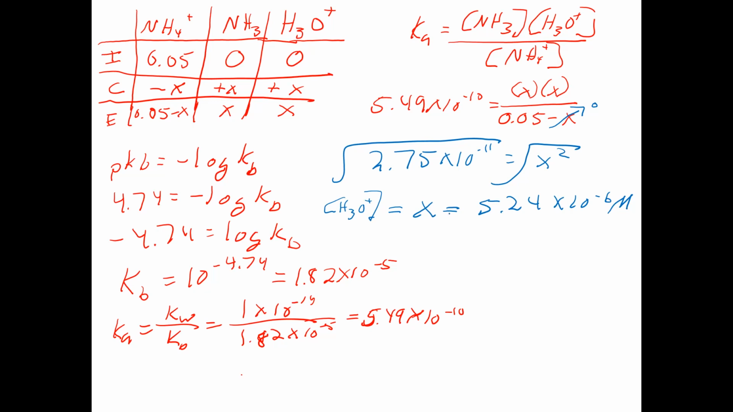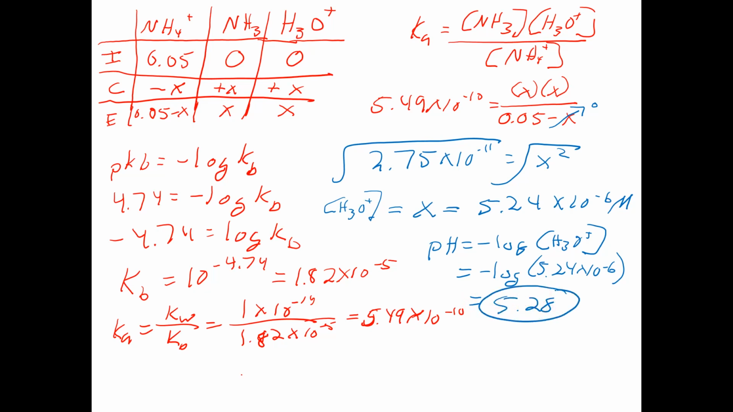So now that we have the concentration of H3O+, pH is equal to the negative log of H3O+. So that's the negative log of 5.24 times 10 to the negative 6. If you plug that into your calculator, you should get a pH of 5.28 for the solution. Since our acid is stronger than our base, our pH should be in the acidic range, and we did come up with a pH in the acidic range.